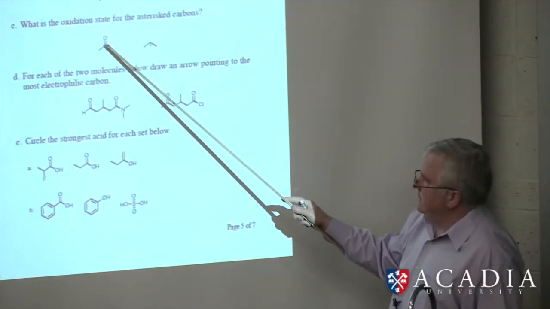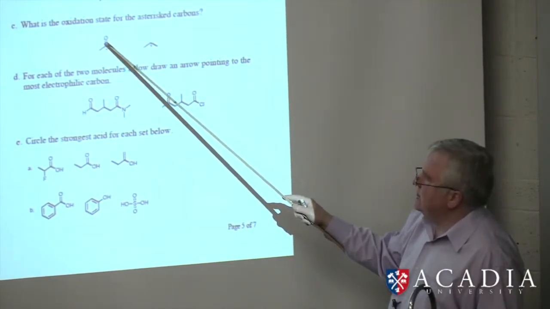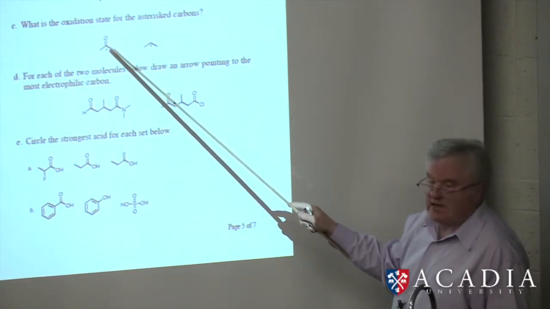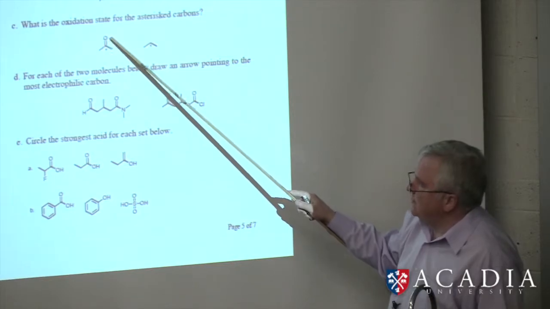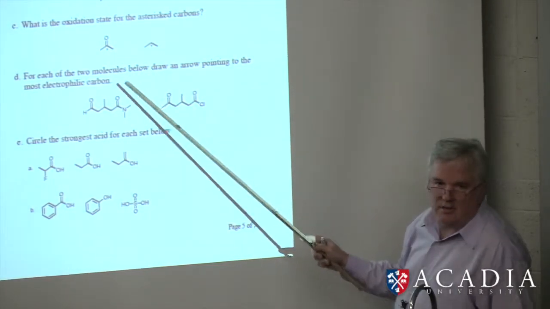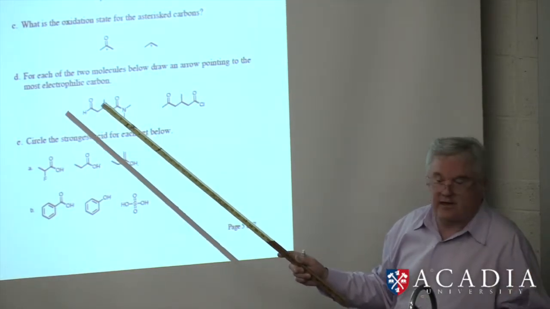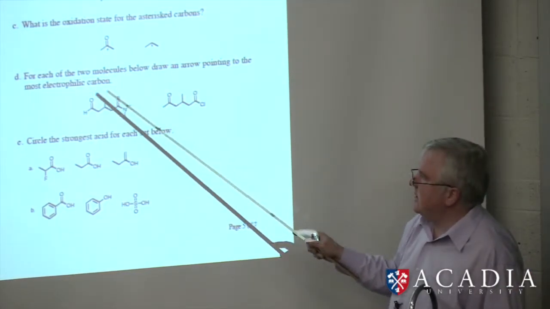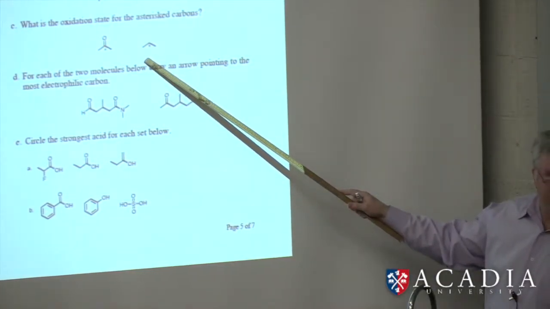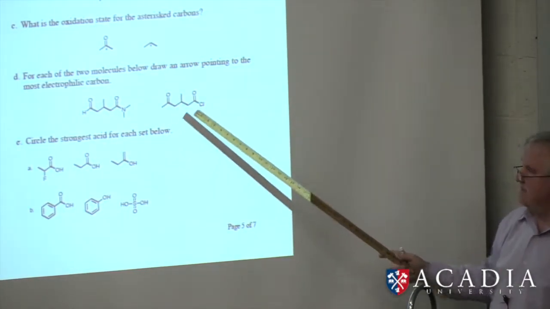So it's +1 for each of the carbon-oxygen bonds on that carbon. So the oxidation number there is +2 because it's bonded to oxygen twice, and then it's bonded to carbon twice, which means we don't add anything to it. So that oxidation state of that is +2. What's the oxidation state of that starred carbon? -2, correct, yeah.